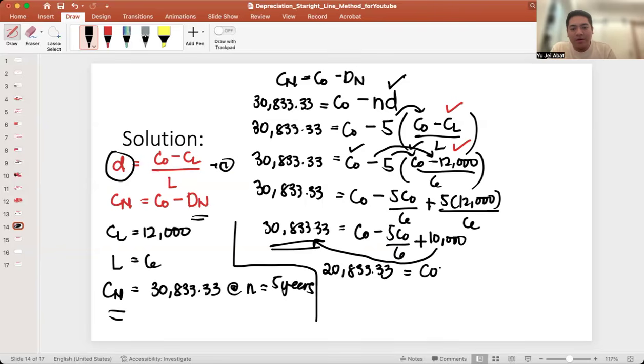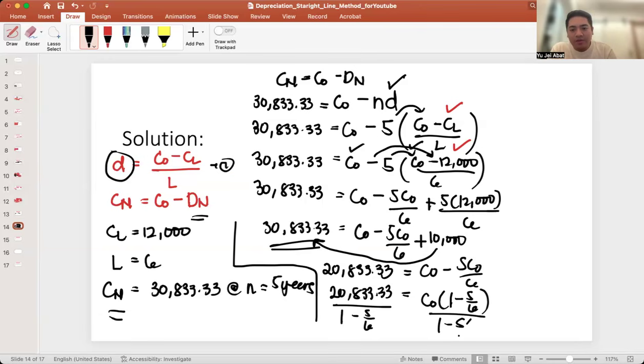So we are left with C sub O minus 5 C sub O all over 6. Factor out C sub O, so we have C sub O times 1 minus 5 all over 6. And that is what we are going to divide on the left side. So we have divided by 1 minus 5 all over 6, and the 1 minus 5 all over 6 cancels. So in order for you to get C sub O, we just have to divide 20,833.33 by 1 minus 5 all over 6.